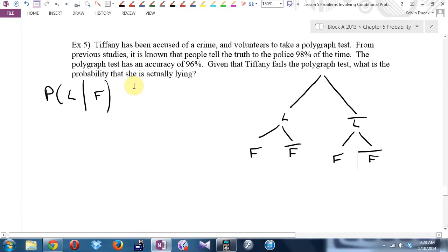All right, let's fill in the weighted branches. What percent of people from previous studies do we know lie? Ah, good, not 98%, because I told you 98% tell the truth. So what percent lie? 0.02, 0.98.